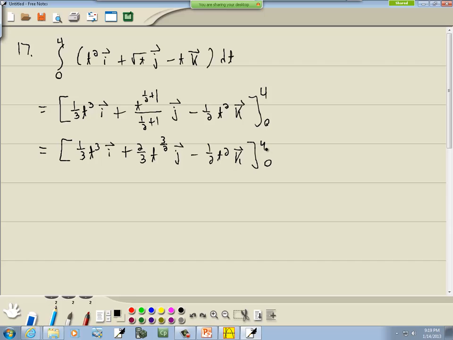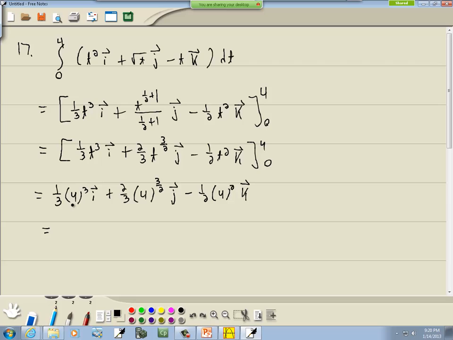Okay, now we're going to plug these in. 0 drops away. We have 0 to the 3rd, that's 0. 0 to the 3/2, that's 0. 0 squared is 0. So all of these drop away for the 0 part, and all we have to worry about is the 4. So plug in 4 for the t. We've got 1/3 times 4 to the third i plus 2/3 times 4 to the 3/2 j minus 1/2 times 4 squared k.